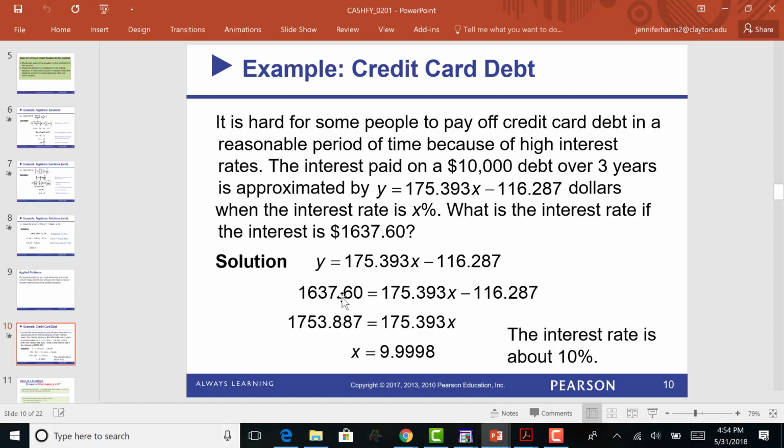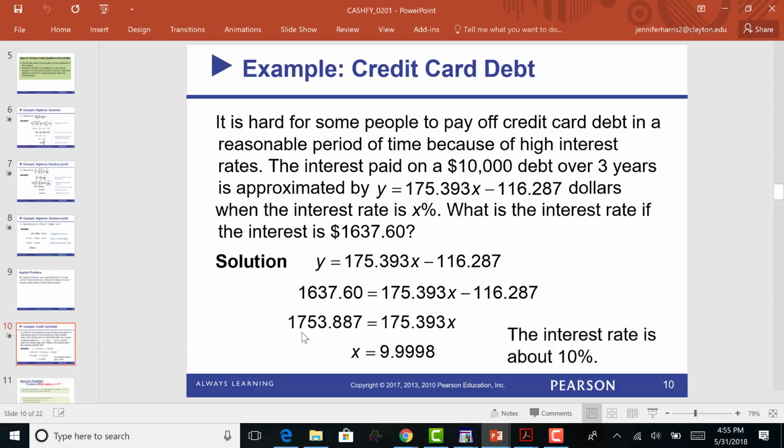I replace the y with that, that's how much interest money we paid. And so now can I solve and get x by itself? Yes. What should I do to both sides? Add 116.287 to both sides, which causes this to disappear, and add the 116 over here.